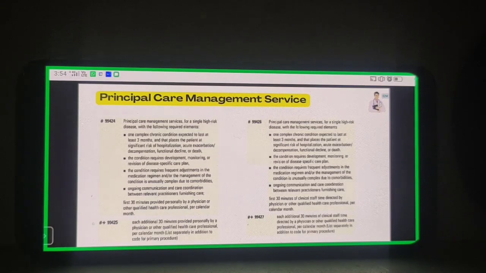Did you understand? Ma'am, your screen is not visible. Sorry? Screen not visible. Am I right?